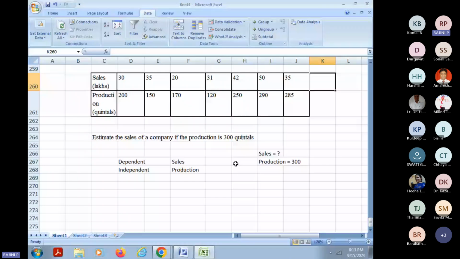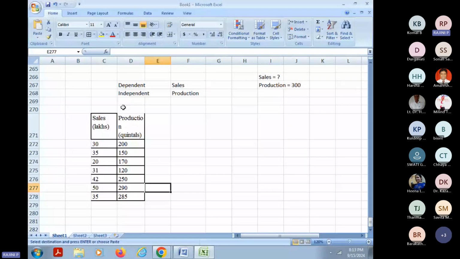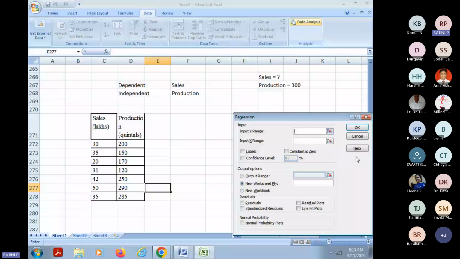So copy these values and go to Paste Special, Transpose. Now we have the data. Go to the Data tab, Data Analysis, Regression. Input Y range means the dependent variable, which is sales. I have selected the heading also. Then the input X range: select the production values. Did you select the headings? Yes, so click on Labels. If you don't select them, then don't click on it. Click on Output Range, put the cursor where you want to see the output, and select some area.